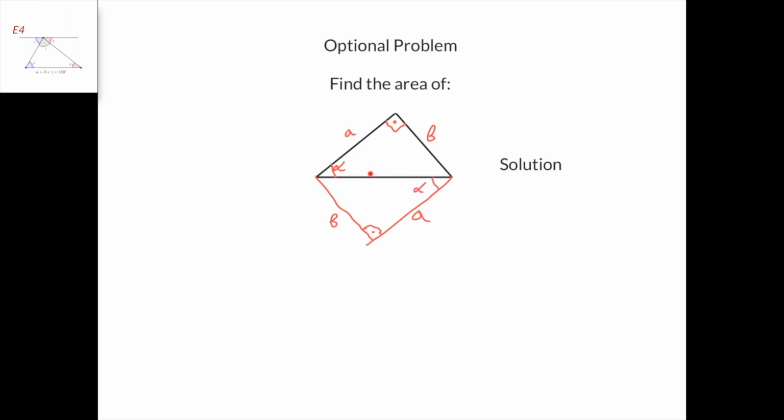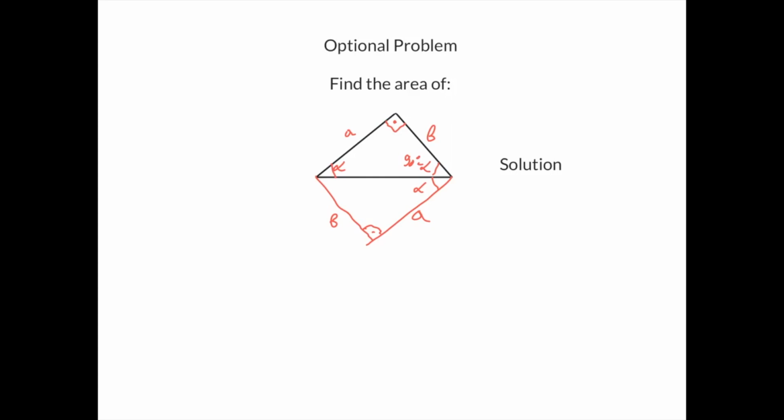But now, in the original triangle, the sum of the three angles is 180 degrees. So this angle here is 90 degrees minus alpha. So we got a right angle right there. So we got a rectangle. And as we studied, this rectangle has an area S of a times b.